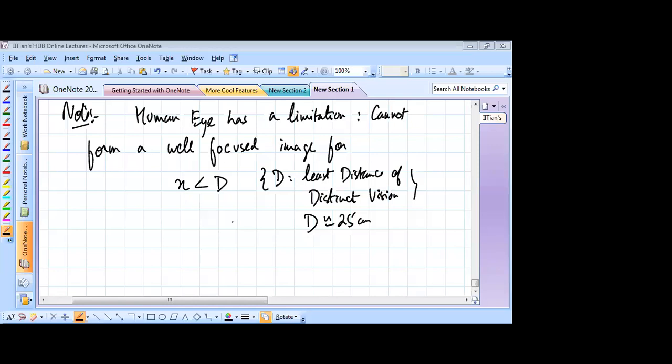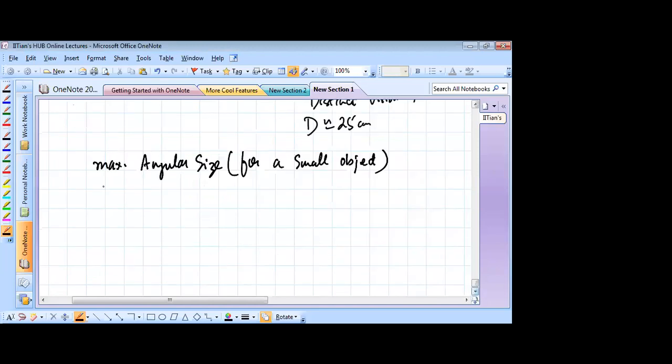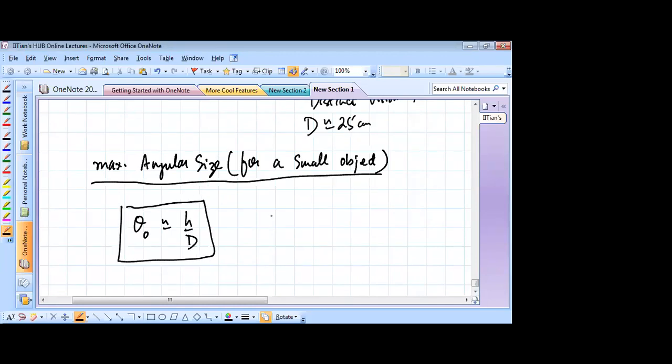So coming back to this, the maximum angular size for a small object, that we denote with a special notation, which is theta naught, is h by capital D. This is for unaided view. That is when we are not using any optical instrument.